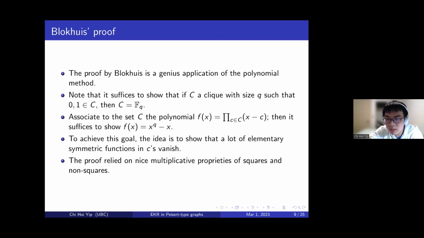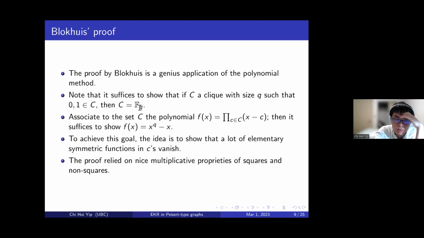I would like to give a quick sketch of the proof by Blokhuis, because somehow this inspired our generalization. His proof is a very nice application of the polynomial method. The idea is that given a clique C, we want to associate it with some kind of polynomial. And in our case, we want to show that if C is a clique of size Q such that 0 and 1 are in C, then C must be given by the subfield FQ.